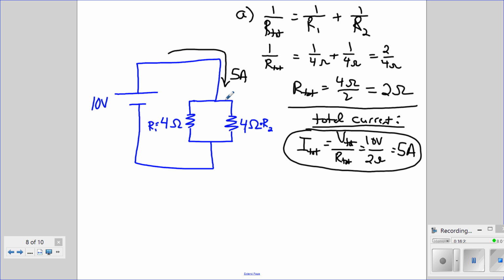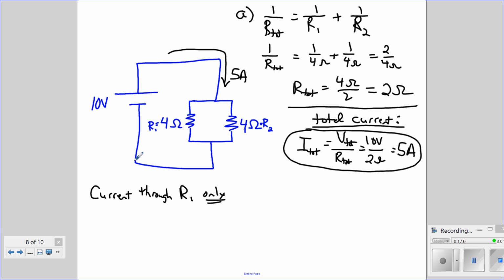Now, because of the symmetry, you could guess that 2.5 amps will go through one side and 2.5 amps will go through the other side. But to see this a little bit more mathematically, to understand how you would do this if these weren't the same resistances, if we wanted to find the current through R1 only, we would first need to know that the voltage across resistor 1 is the full voltage of the battery.